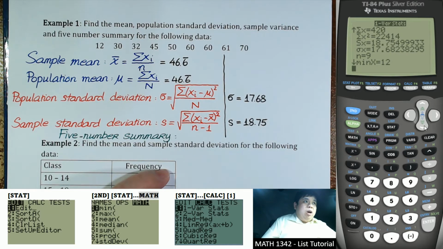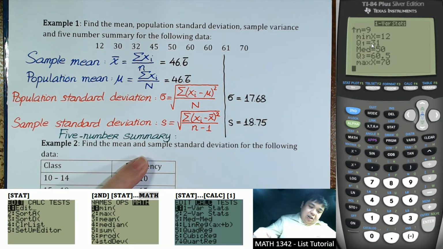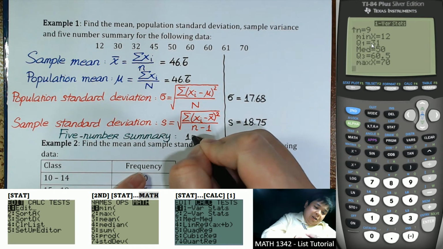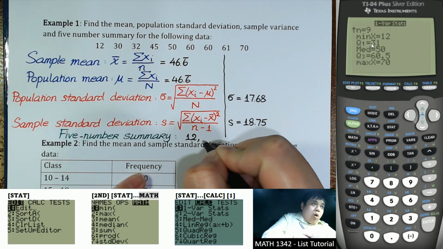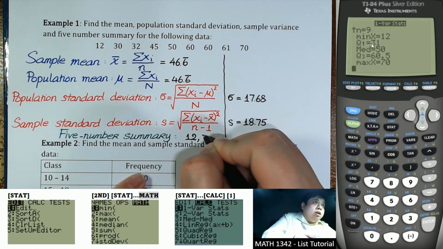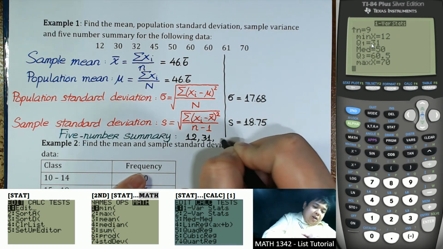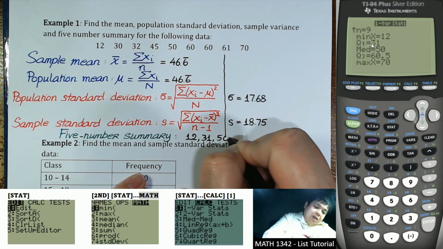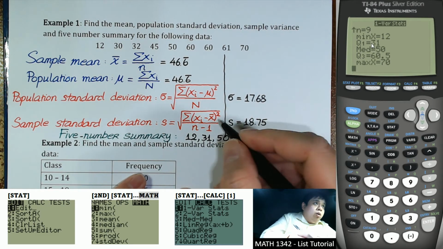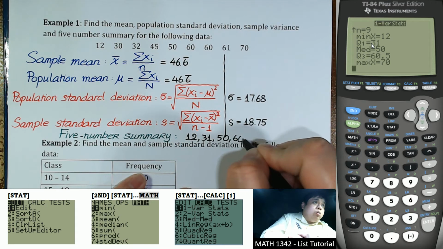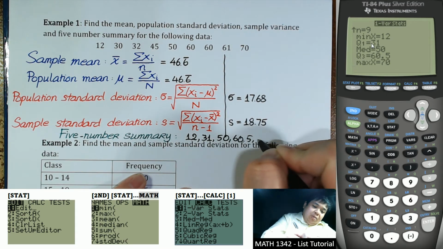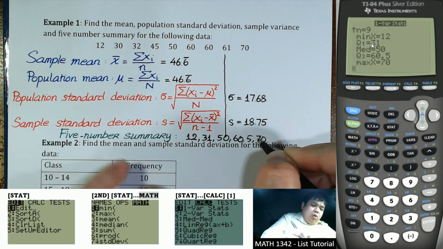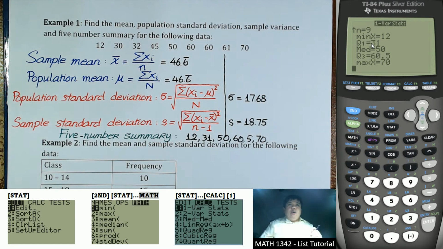Right. We also added the 5 number summary here. The minimum is 12. The first quartile 31, the median 50, third quartile 60.5, and the maximum of 70. Of course, we can do that easily, but the calculator also gives us that information.